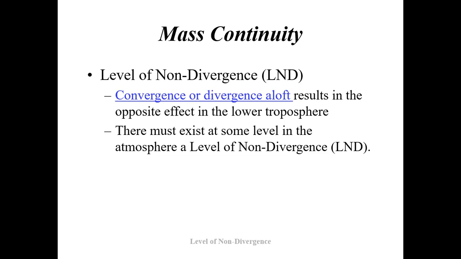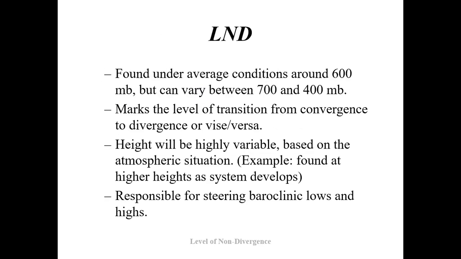So let's say you have upper-level convergence above the L and D, or addition of mass. Below the L and D, it's going to be the opposite effect. Opposite of convergence is divergence. Or let's say you have divergence in the upper levels of the troposphere above the L and D. Below it, you're going to have convergence. So it's that line that delineates convergence versus divergence in the atmosphere. That's the L and D. There must exist at some level in the atmosphere a level of non-divergence.